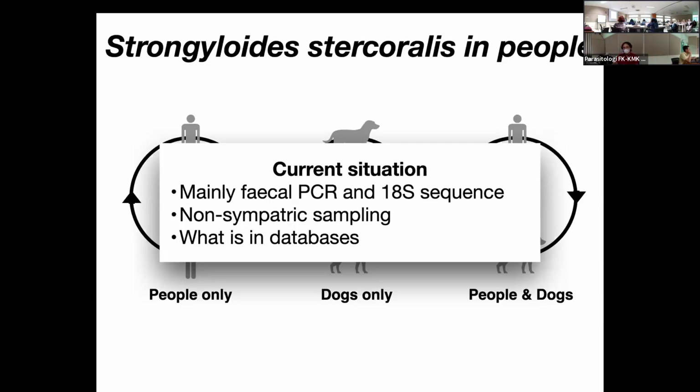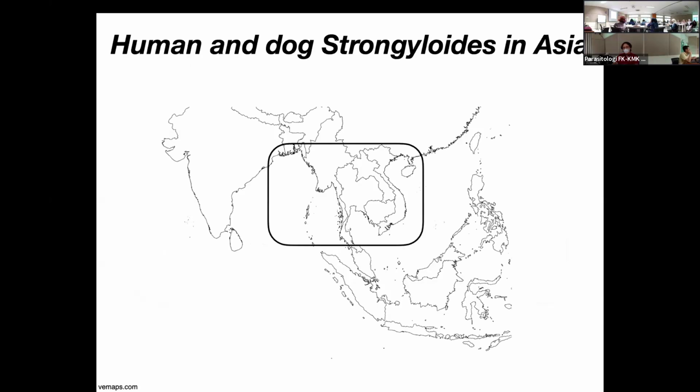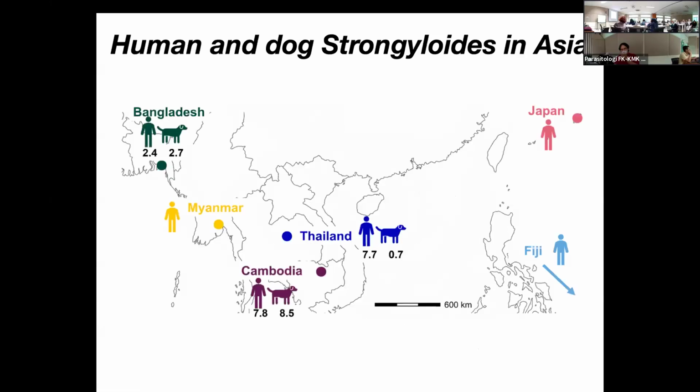So that's my portion. The study we did in this part of Asia, so not quite where we are today. So these are the countries that we worked in, so principally Bangladesh, Cambodia, Thailand. And we sampled sympatrically for parasites in people and dogs. And this color coding is going to pop up through the rest of the talk, so it's worth getting here now. So this is the prevalence of Strongyloides in people and dogs, so relatively low prevalence systems. Quite a bit higher in people in Thailand, but rarer in dogs, and actually quite a bit higher in Cambodia as well.